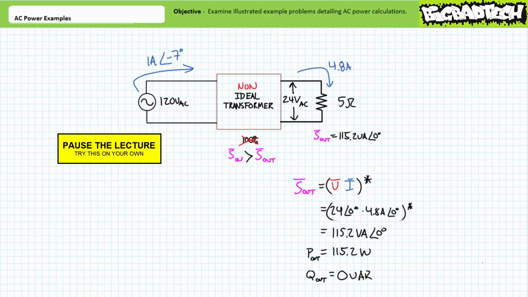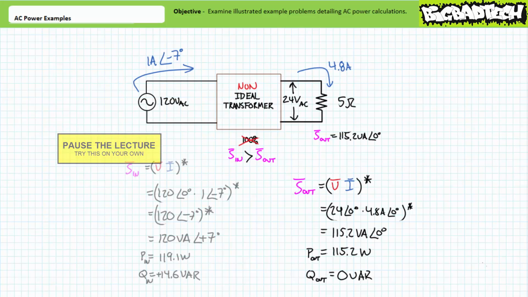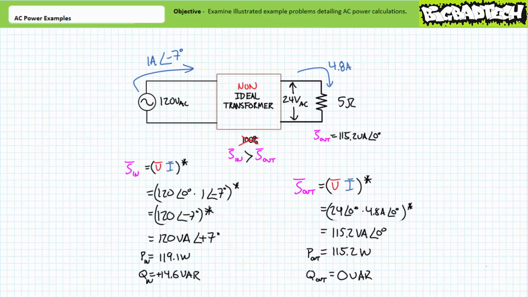If you're tracking, you should have come up with the following results. Apparent power input to the transformer is the complex conjugate of the voltage times the current. Substituting our given values and solving for the real and reactive components, we find our expectations to be true. The non-ideal transformer seems to be consuming 120 volt amperes of apparent power, of which 119.1 watts is being directed towards real power and 14.6 volt amperes reactive is being directed towards a reactive interchange.